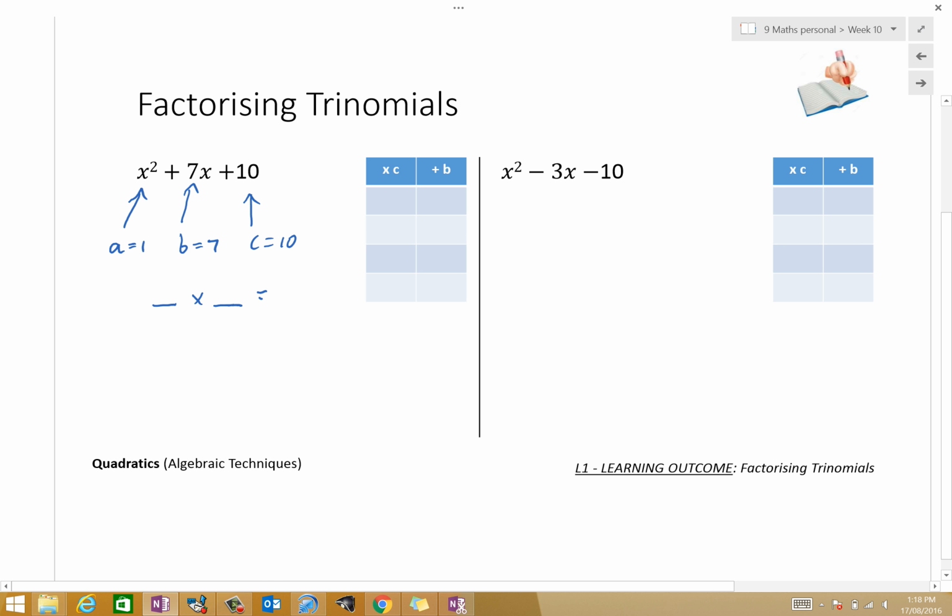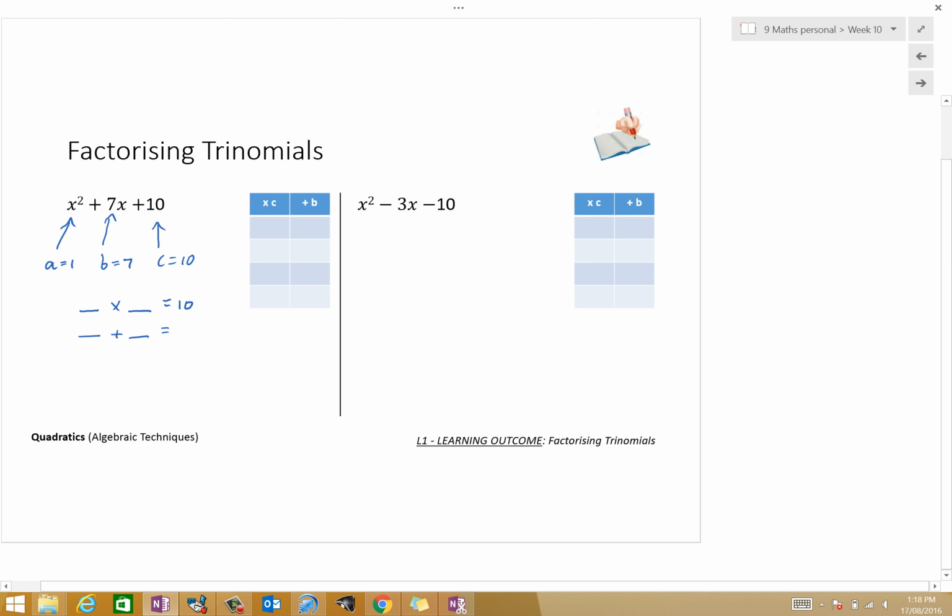I need those two numbers which multiply to give 10, and those same two numbers, be careful, they can be positive and negative as well, add to give 7. What are those two numbers? 5 and 2. Be careful, sometimes it can be a negative number. So 5 times 2 is 10, and 5 plus 2 is 7.